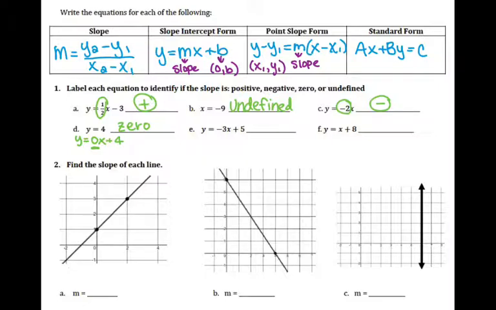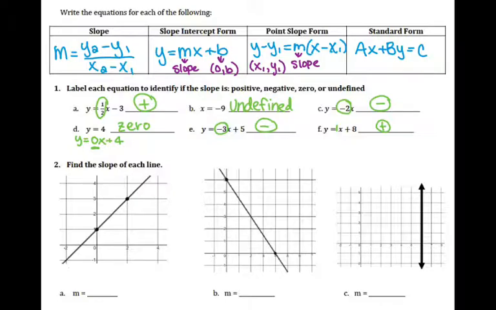For letter E, once again slope-intercept form, and I can see that the number in front of x is negative. And letter F, also in slope-intercept form, and if there is no number in front of x, the number that is there is a 1, which I can see is positive.